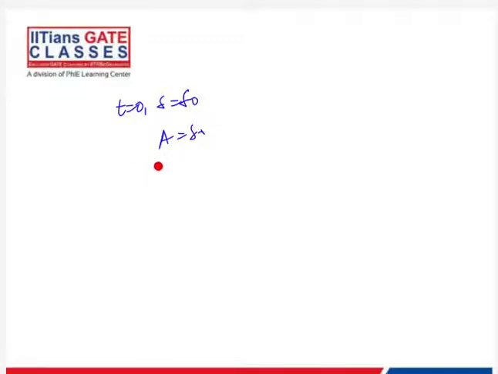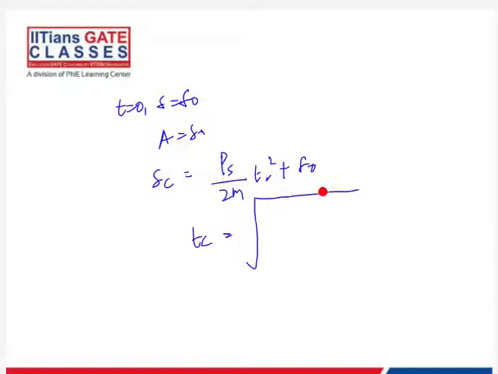So what is delta c? It is Ps divided by 2m Tc square plus delta 0. So if you rearrange, you will get Tc is equal to square root of 2m (delta c minus delta 0) divided by Ps, right? Is this clear?